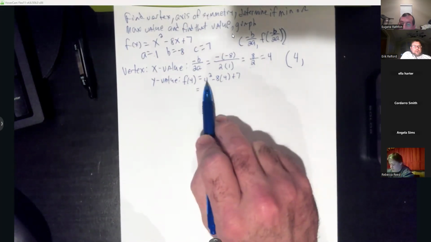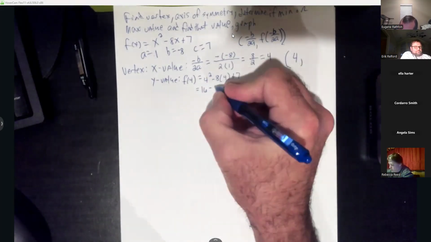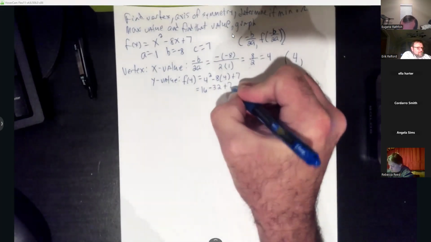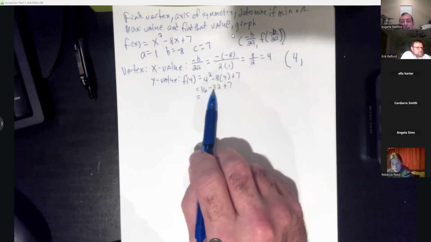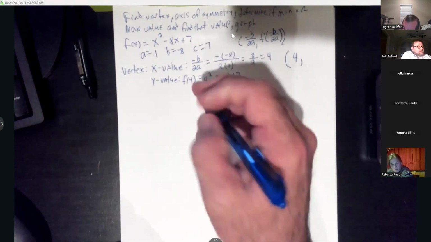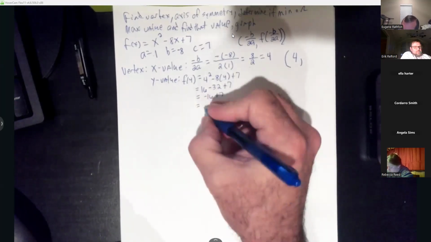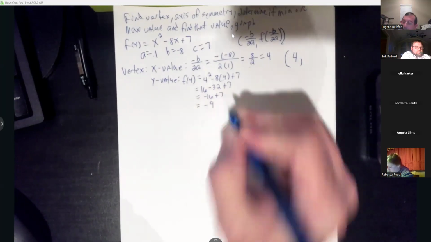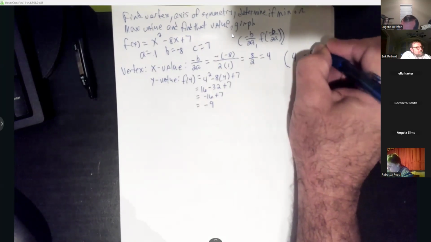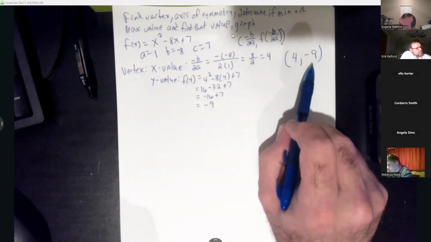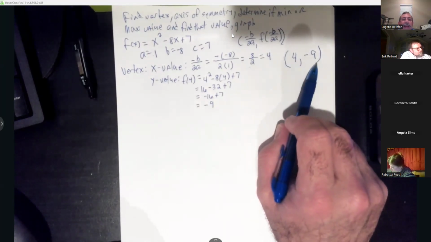All right, y'all, so let's see. 4 squared, 4 times 4 is 16. Minus 8 times 4 is 32. Plus 7. So 16 minus 32 gives me a negative 16 plus my 7. And y'all, negative 16 plus 7 is a negative 9. So my y value is going to be a negative 9. So this is what I would put in for my vertex, parentheses 4 comma negative 9.